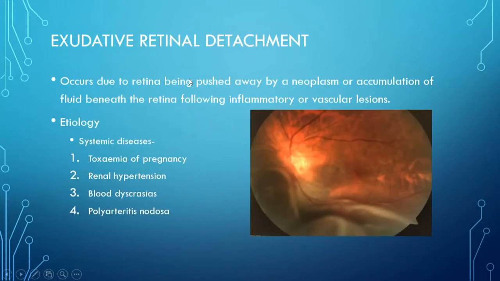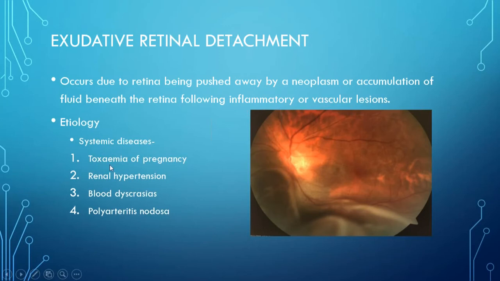Next, coming to exudative type of retinal detachment. This is due to the retina being pushed away, either due to a neoplasm or due to accumulation of fluid beneath the retina following any of the inflammatory or vascular lesions. So there are various inflammatory and vascular systemic conditions which can cause exudative type of retinal detachment or even local conditions. So what are the systemic diseases which will lead to exudative retinal detachment?